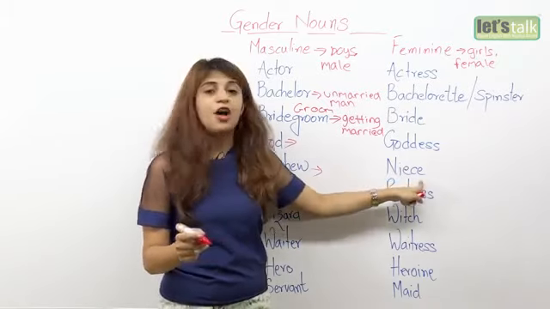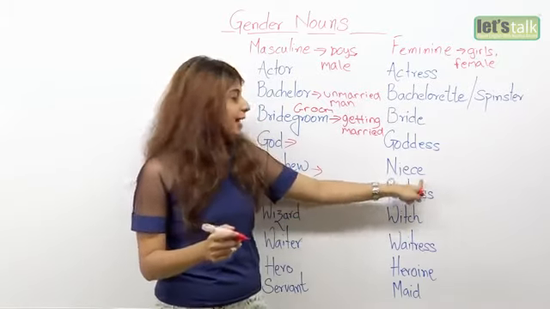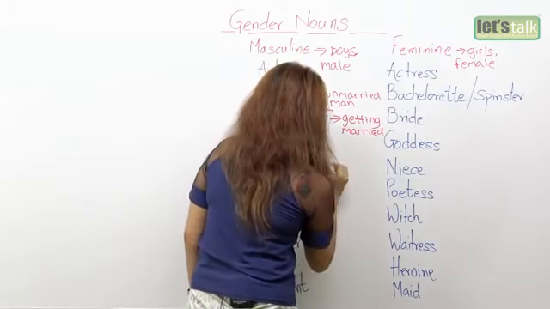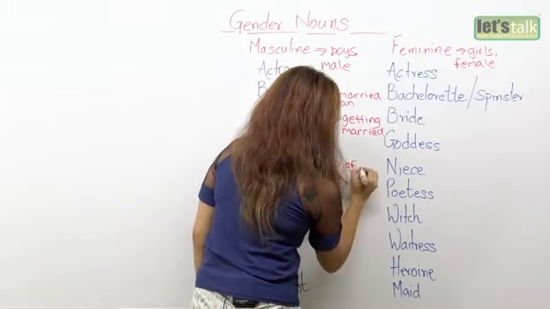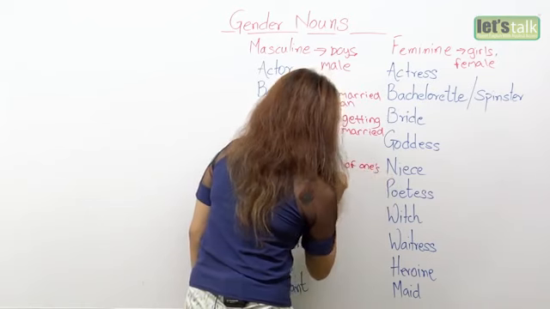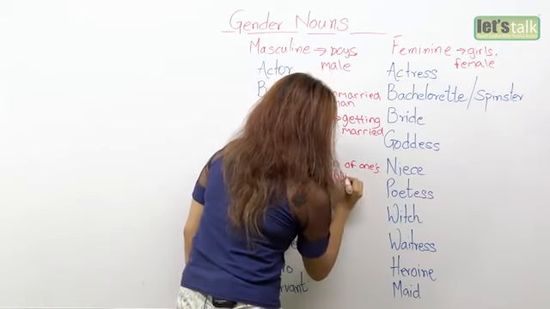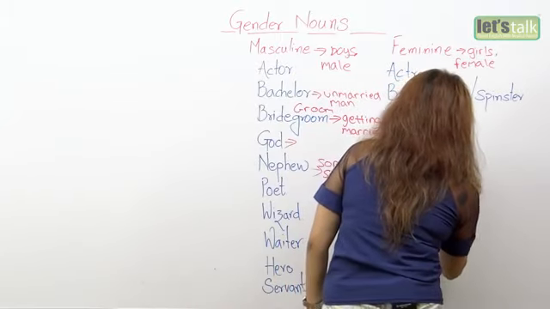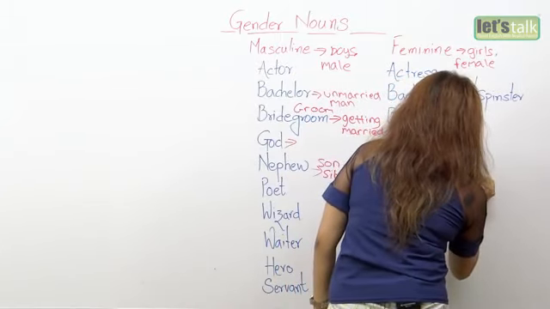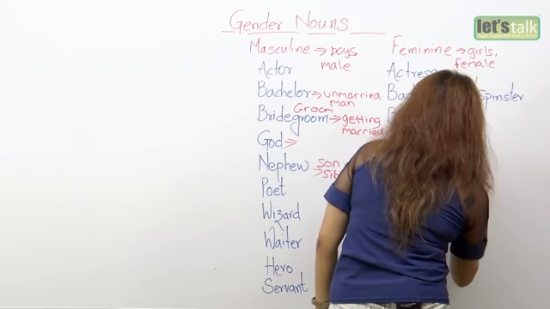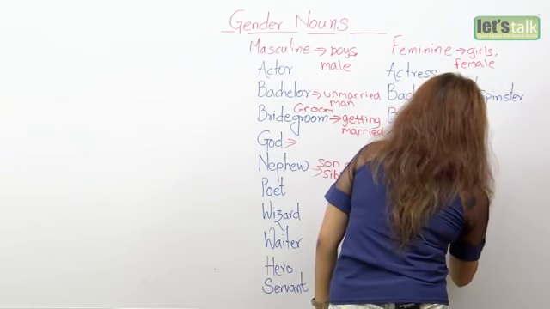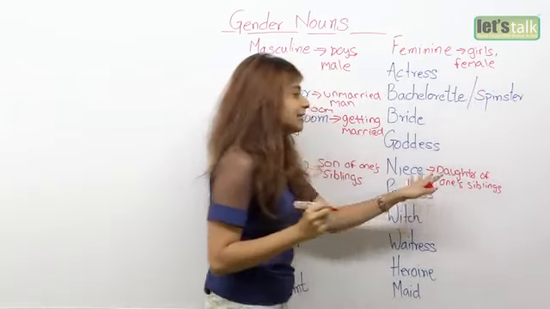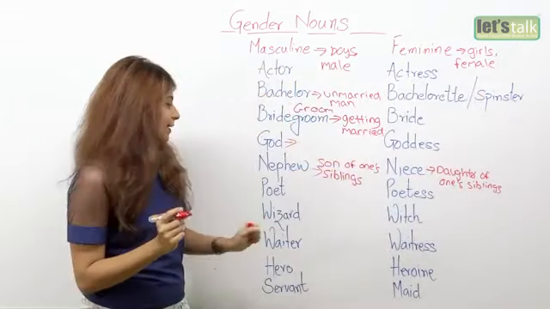But if they have a baby girl, then she is your niece, okay? Okay, so niece is the daughter of one's siblings.